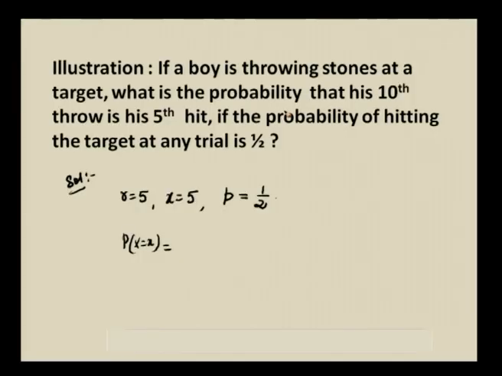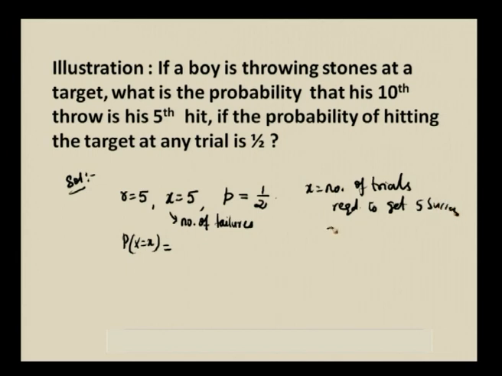In another way, what is the probability in another format? What is the probability that his 10th throw is 5th hit? Here, if x is representing the number of failures, then x is equal to 5. If x is representing the number of trials required to get r successes, to get 5 successes here, then x is equal to 10.